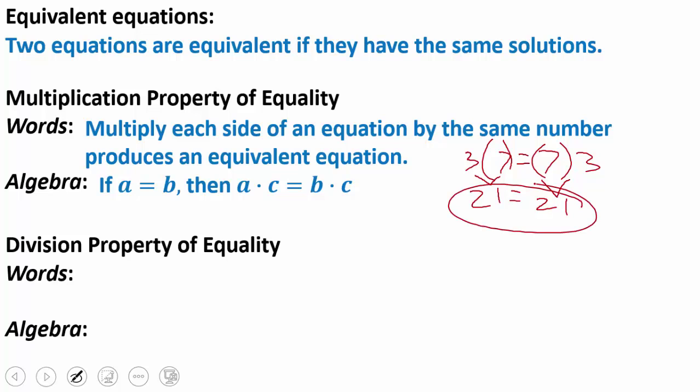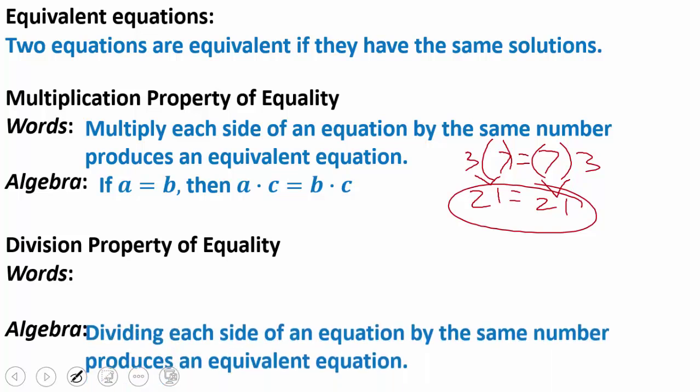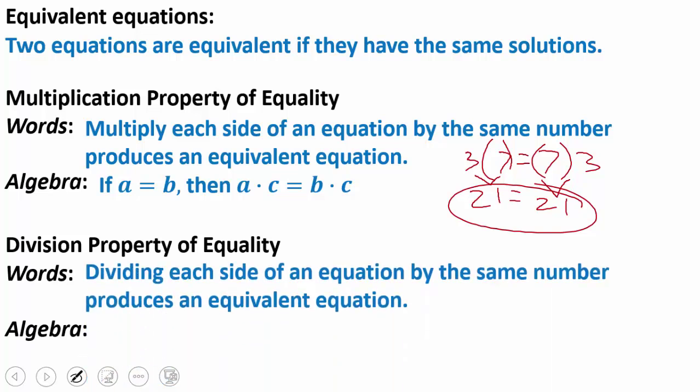And the division property of equality is the same thing. If I divide both sides by the same number, it produces an equivalent equation. If A is equal to B, then A divided by C is equal to B divided by C. There's one thing they did add there, though. They said C cannot be 0. C cannot be 0.